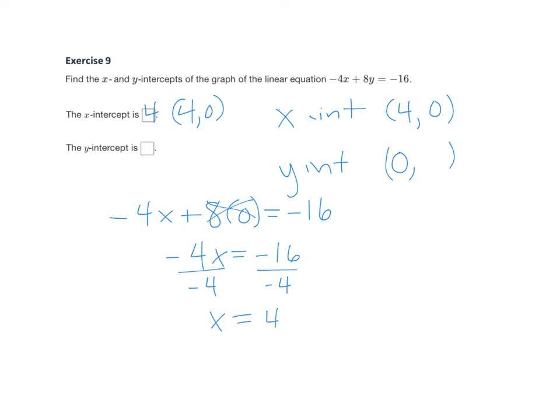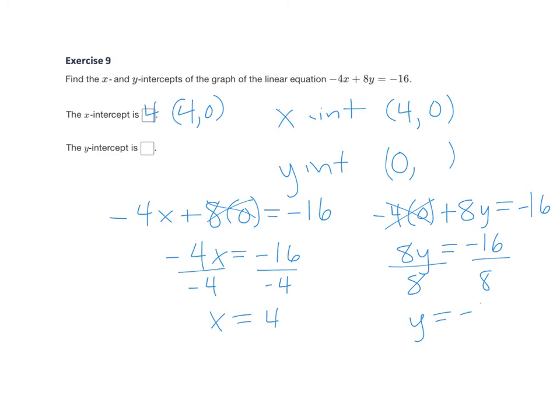The y-intercept is you set your x equal to 0. So that would be negative 4 times 0 plus 8y equals negative 16. Negative 4 times 0 is nothing. 8y is equal to negative 16. You would divide both sides by 8 to get a y value of negative 2.